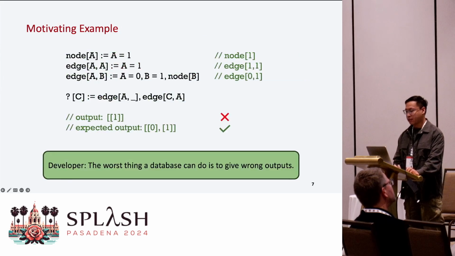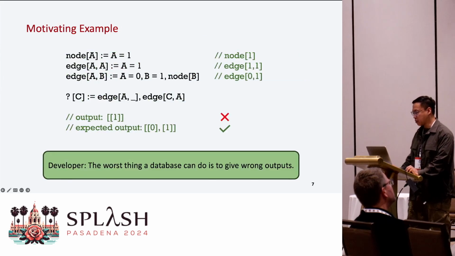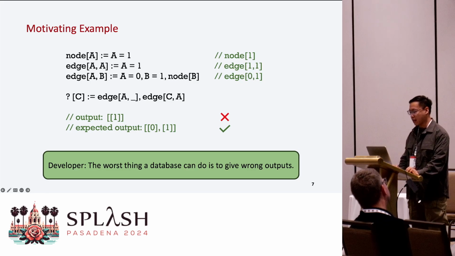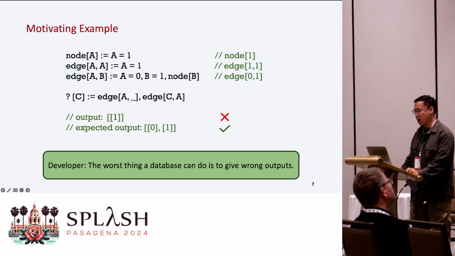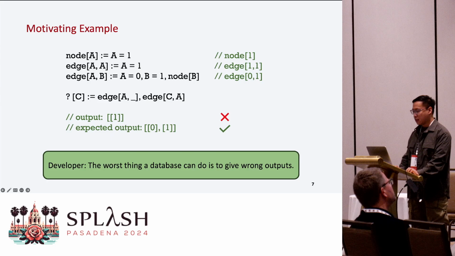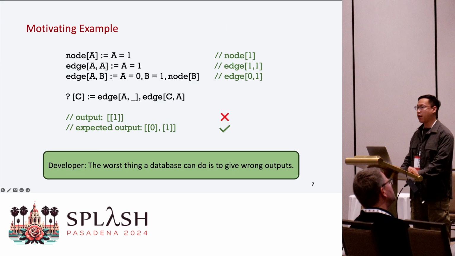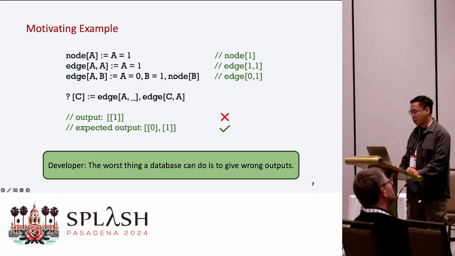So let me first introduce what a logic bug is. This test case triggered a logic bug in CozoDB. After the first 3 rules, there are 3 facts: node(1), edge(1, 1), and edge(0, 1). The expected output for this test case should include both 0 and 1. However, CozoDB only generates 1 as the result.